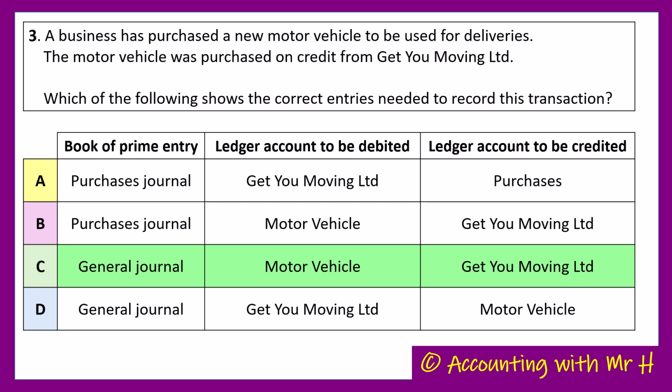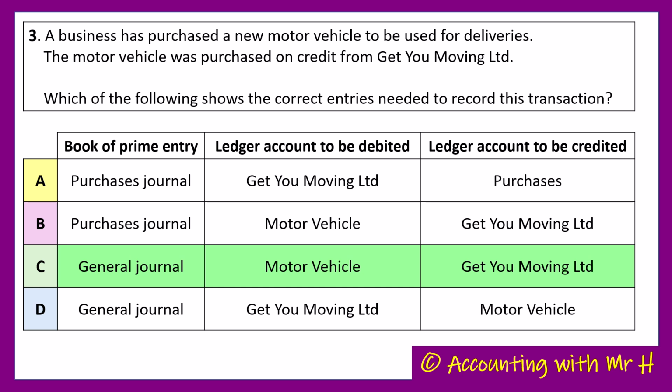So this is quite a classic question. They purchased a new motor vehicle to be used for deliveries. First thing to think is the book of prime entry, and you can see the correct answer is the general journal. The purchases journal is where purchases are recorded, as the name would suggest, but by purchases in this context, we mean things that the business is buying to resell. So in other words, it's inventory, it's stock.